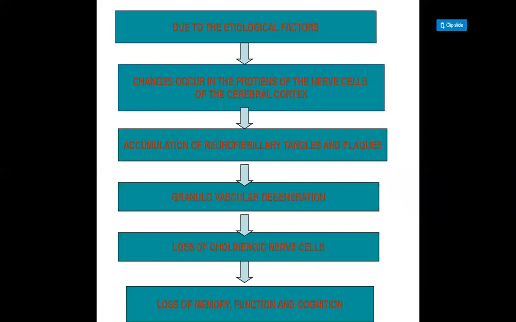When neurofibrillary tangles and plaques accumulate, it creates granulovacuolar degeneration, meaning the vessels degenerate, and because of this there is loss of cholinergic nerve cells. Because of these lost cholinergic nerve cells, it leads to loss of memory, function and cognition. Loss of memory, function and cognition are the signs and symptoms of Alzheimer's disease. So these are all about the pathophysiology of Alzheimer's disease.